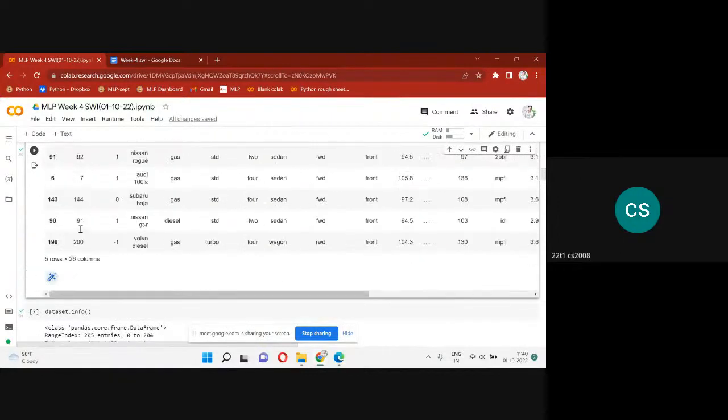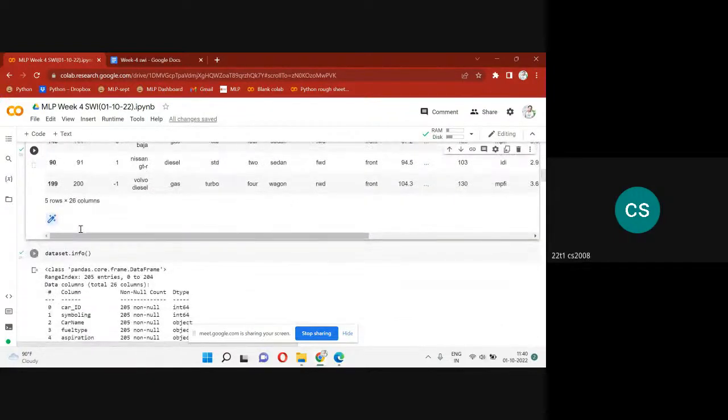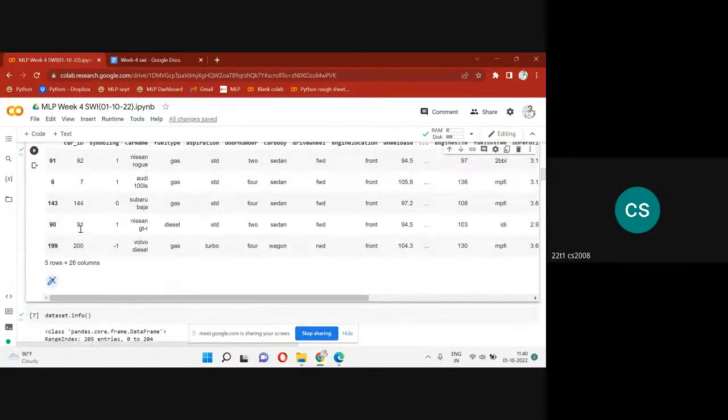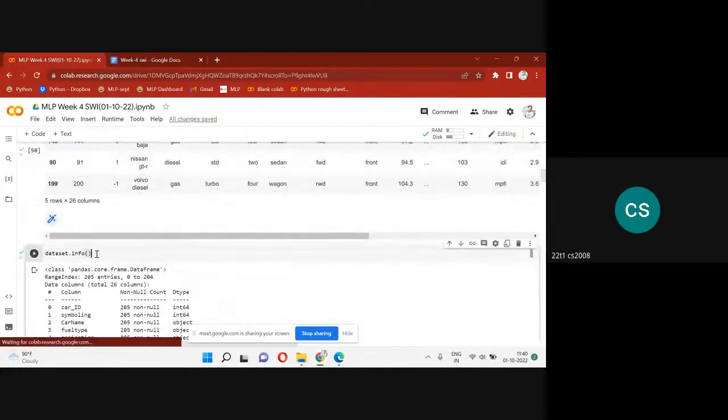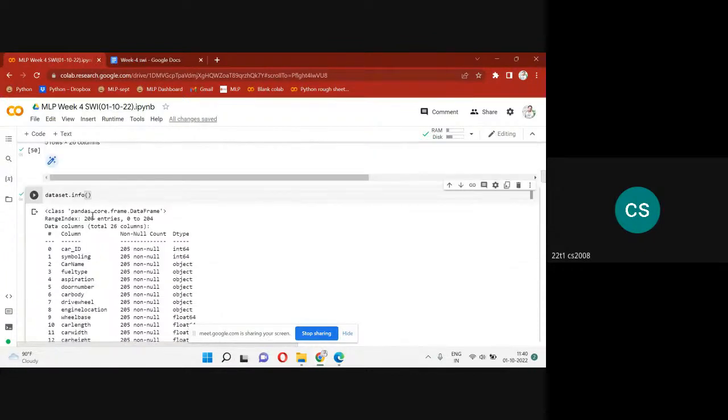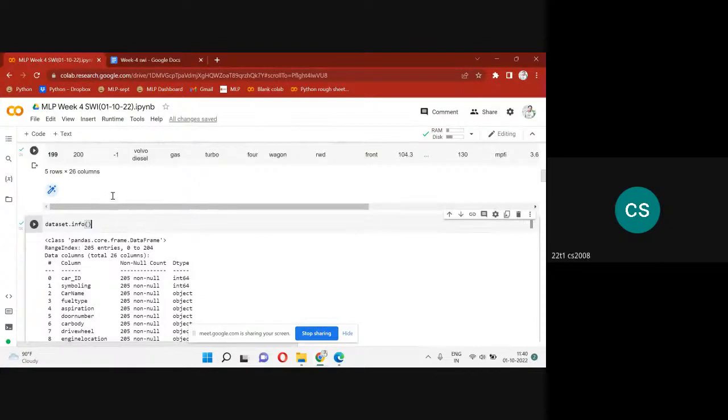But two things come here. Once you load the data, you have to check two things. First, is there any null values, and after that, you have to also check whether there are any duplicate data or not. To check that, we can use two methods. One method is that we can directly write dataset.info.